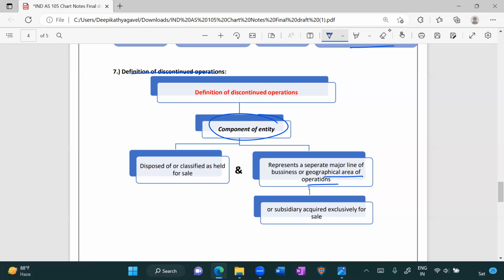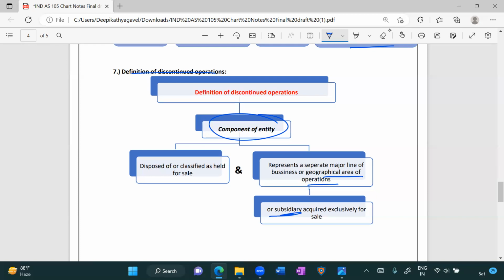It represents a separate line of business. Let's say I have 3 lines of business: I was into retail of FMCG, I was into manufacturing, and I was into textile retail business also. I decided I want to dispose of my textile retail business because it has huge competition, and I do not want to compete in that forum. So what am I disposing? My major line is being disposed, so it will come under discontinued operations.